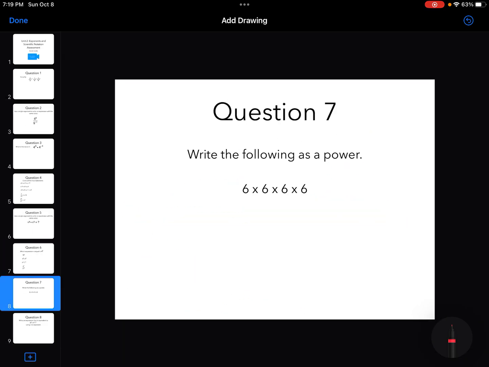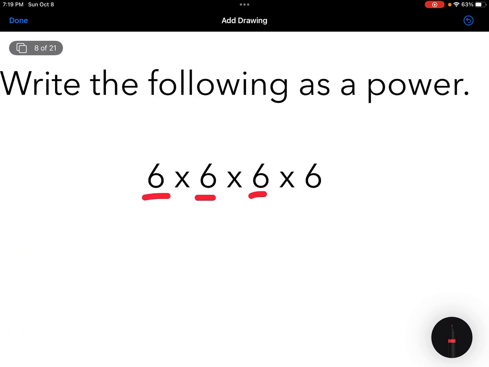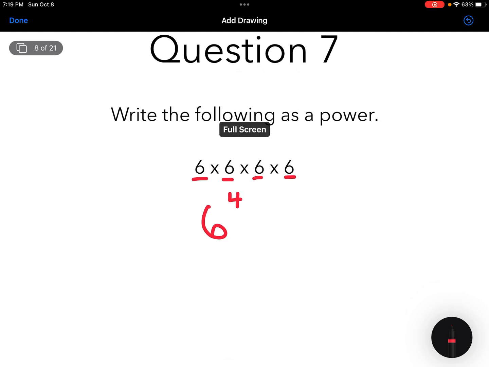How do I write this as a power? Well, I have 1, 2, 3, 4. So I have 4 6s. So 6 to the 4th power.